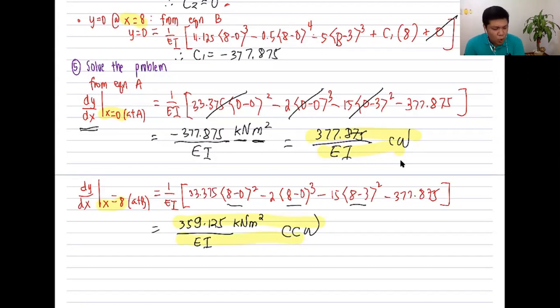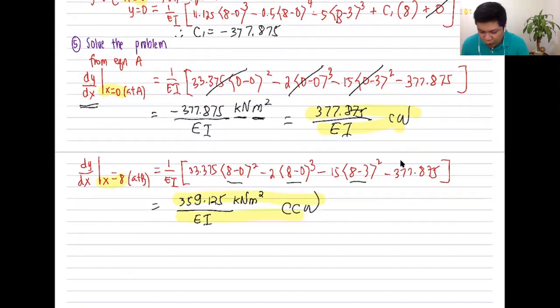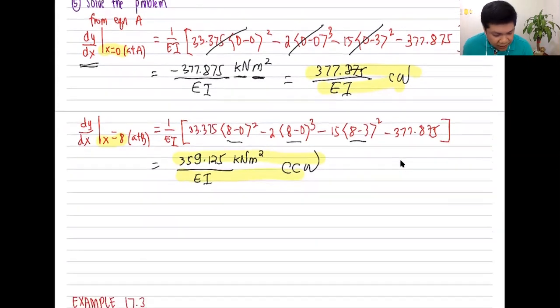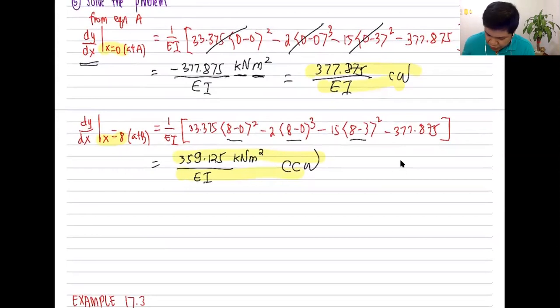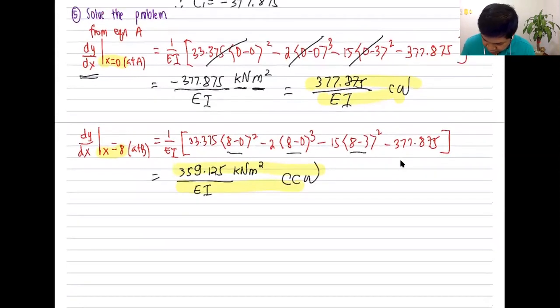Questions? I hope I'm not going too fast. Next, last item, we're being asked for the deflection at C. So lastly, we're being asked for the deflection at C. So for the deflection, y, what is y? At x equals 3.